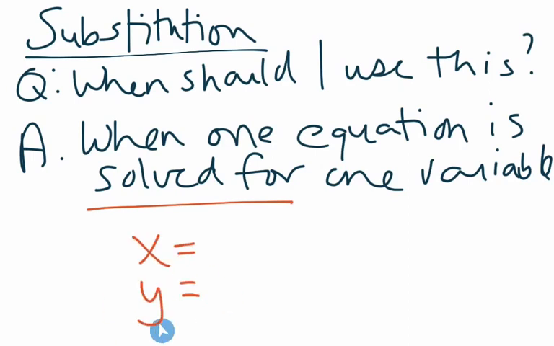Too many students think that it has to be the Y. It doesn't have to be the Y. It could be the X. Now, you can also use substitution if it's easy to solve one of the equations for one of the variables. So even if it's not already solved, if you can do the solving in one step, then substitution would be a good strategy to use. So we're going to look at 3 examples, and I'll take you through that, and then we'll call it a day on the first lesson on substitution.